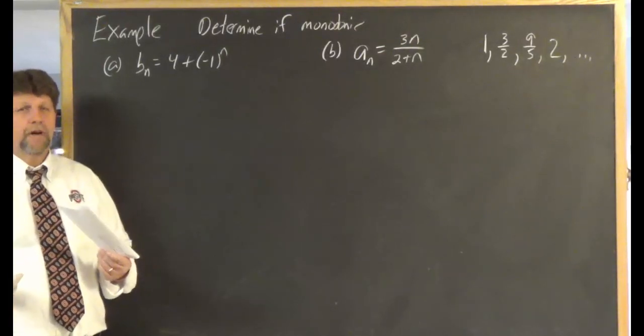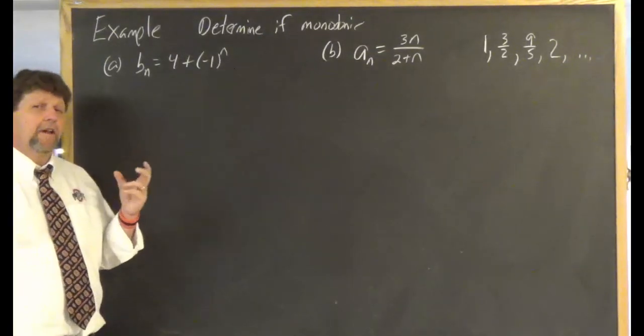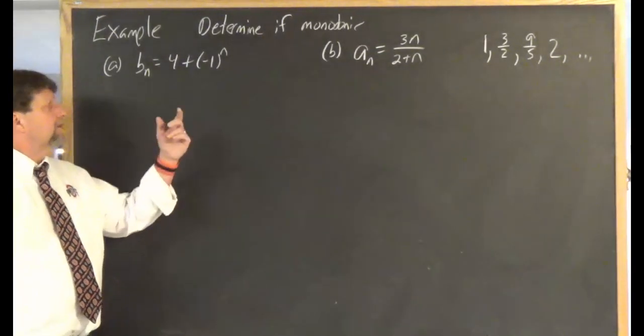All right, folks, we've just seen a definition of what it means for a sequence to be monotonic. Hopefully that wasn't too surprising. And this example was to determine if the following were monotonic. So let's look at the first one.